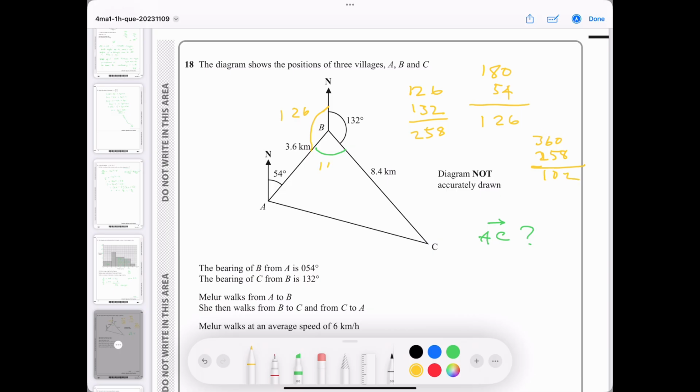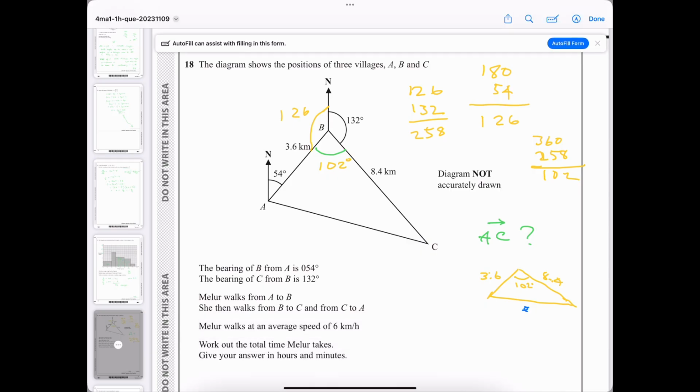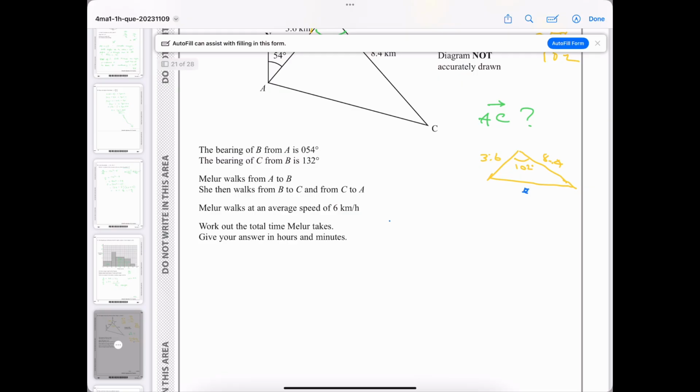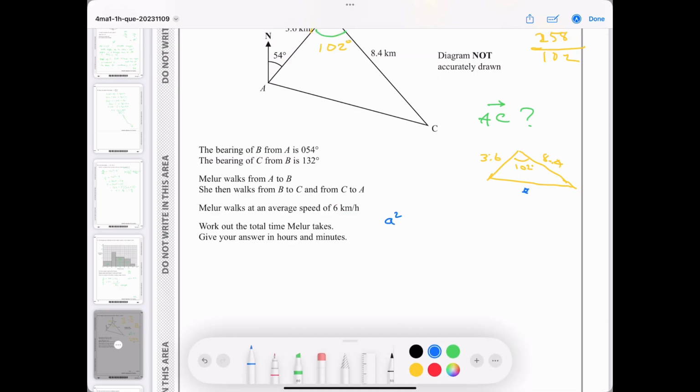So we now know that, and that. So were we to redraw the triangle, we know that this is 102, this is 8.4, and this is 3.6. And this means we can find this one here. So we're going to do that using the cos rule. And I've been doing too much maths lately, so I know that a squared equals b squared plus c squared minus 2bc cos A.